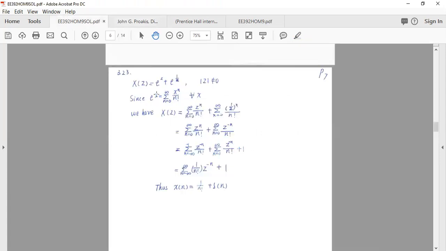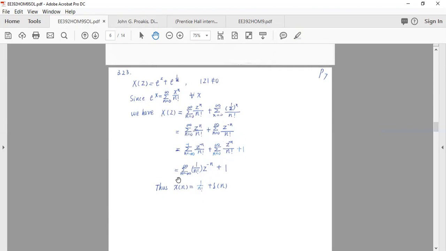So based on this, using the property of exponential expansion of this particular term, e to the power of z, that e to the power of x is equal to the summation of x to the power of n upon n factorial, sum from 0 till infinity. Using this particular property, we can rewrite this x of z as these two terms over here, right? And then we can further simplify it to this particular term over here.